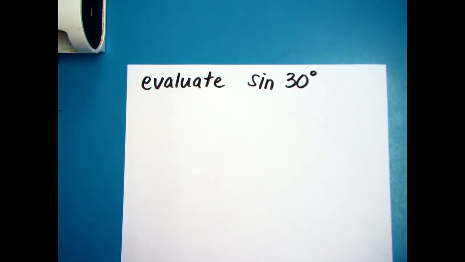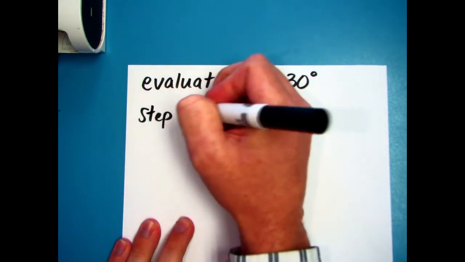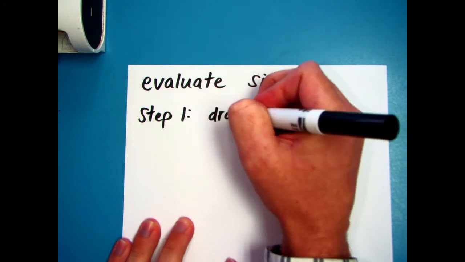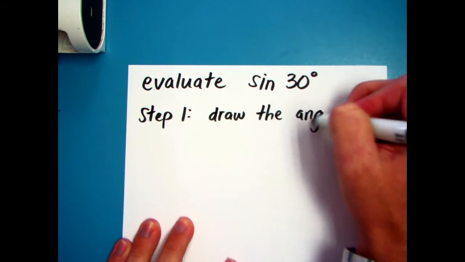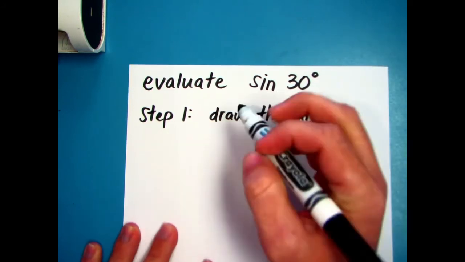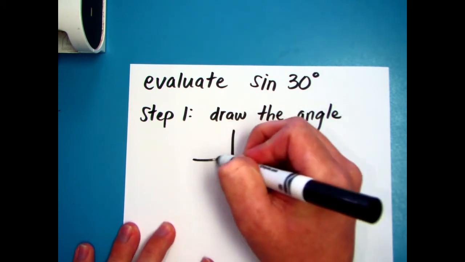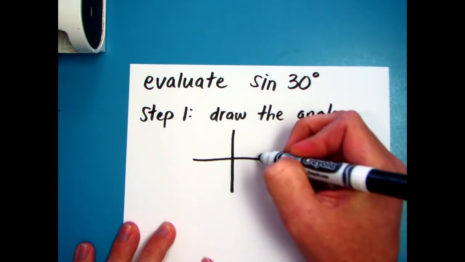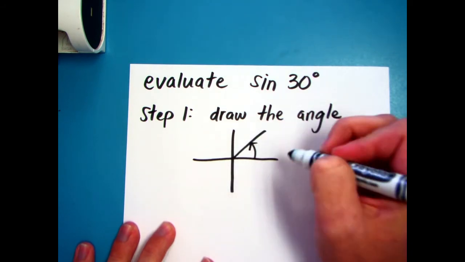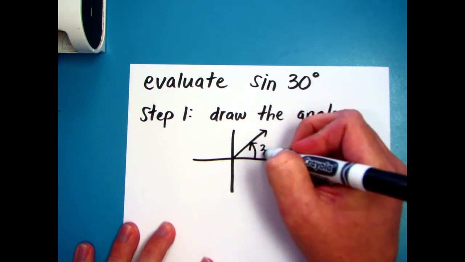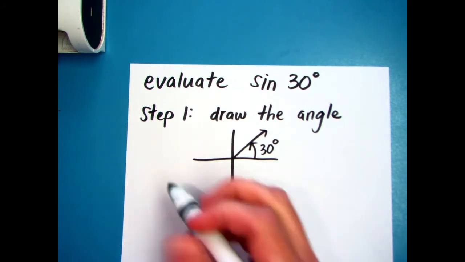So step 1, we're going to draw the angle in standard position. For our first example, we're going to draw 30 degrees. So we start with our XY axis. We're going to draw 30 degrees. That terminal side ends us in quadrant 1. So there's my picture for step 1.